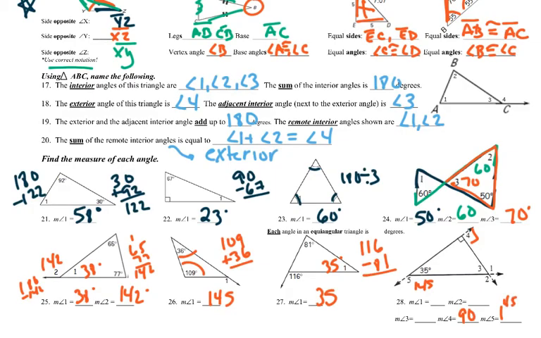Let's see. This missing angle, angle 3, because a triangle has to add up to 180, is going to be 55 degrees. And if I subtract that from 180, I'm going to get 125 for angle 1 and angle 2.